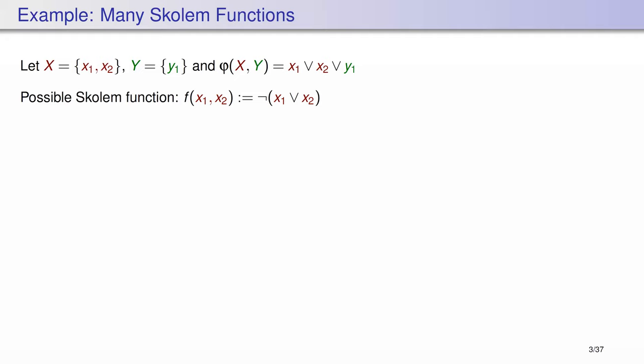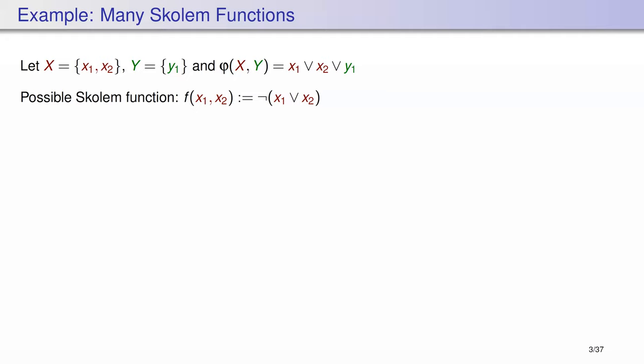Let me give you some concrete example to motivate and show what these functions look like. So here is one such concrete example. We have two inputs, let's say x1 and x2, and let's say there is one output, y1. And we would like to ensure that it should always satisfy the constraint, which says x1 or x2 or y1, okay?